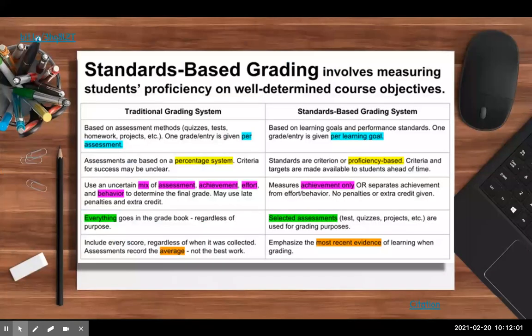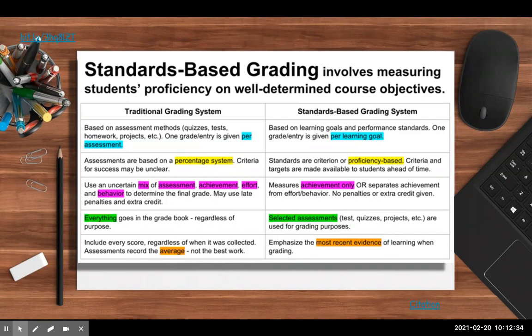So traditional grading system versus standards-based grading. One thing with traditional is oftentimes one grade will be given per assessment, all right? So every time the kids are assessed on something, there's a grade put in the grade book. Yeah, we've all done that. All right, with standards-based, you're looking at their learning goal. So if the learning goal is to reach mastery, that means that grade can be swapped out. So there's one assessment grade that can change as they go through the unit.